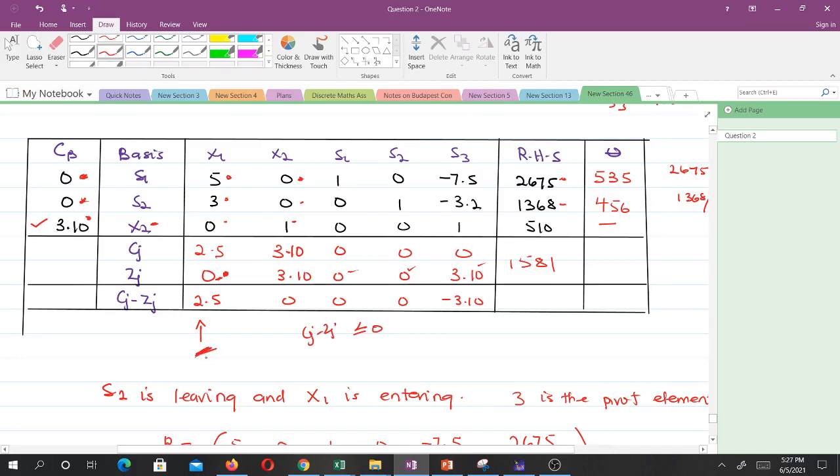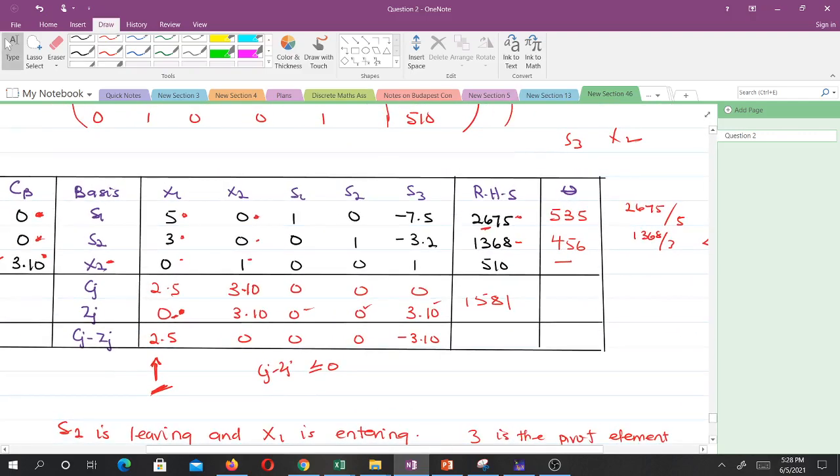So we still have to do another iteration. Okay, but we know that now S1 will have to enter into the solution. So we place one of the bases, but which of them is leaving? The only way for us to get that is to do the minimum ratio test. Okay, so here, the right hand side, that is 2675 divided by 5, and that will give us 535, and here 1368 divided by 3, which will give us 456, and here 510 divided by 0, which is undefined, so we just replace it with a dash.